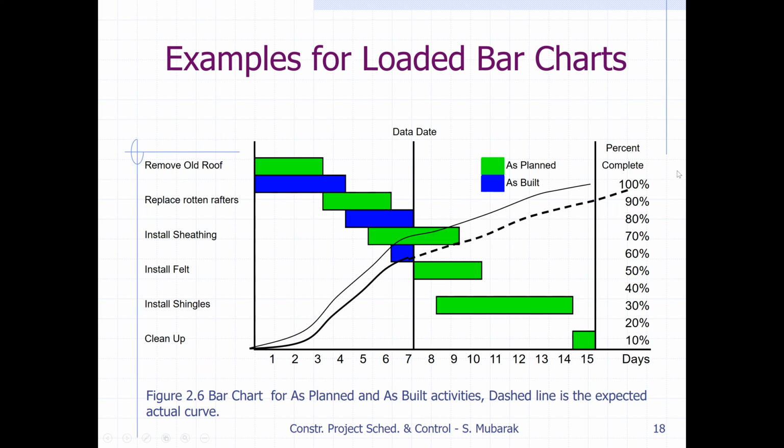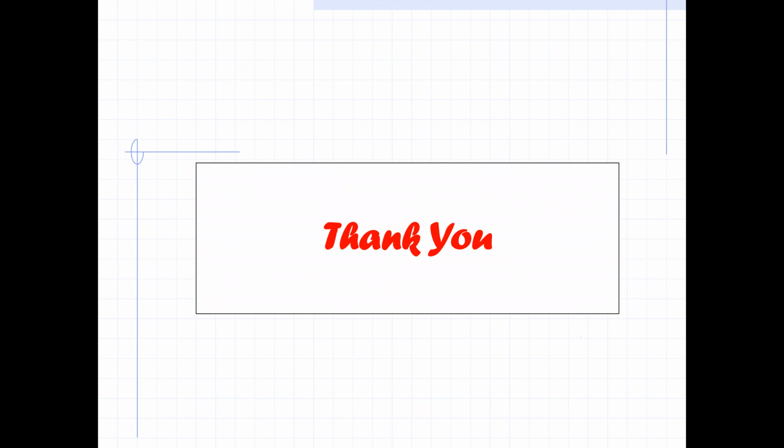Here is the percent complete. How much percent complete work can be shown by these bar charts. This is our planned, and blue is the as-built. The as-planned was a little short, but the as-built is taking longer. So for the first activity, remove the old roof, and similarly for the other activities. With this we have completed this simple chapter about introduction to the bar charts.